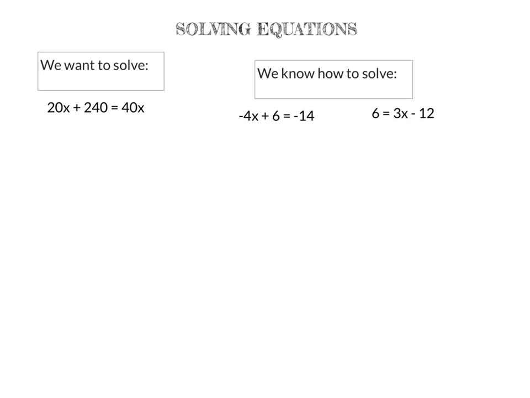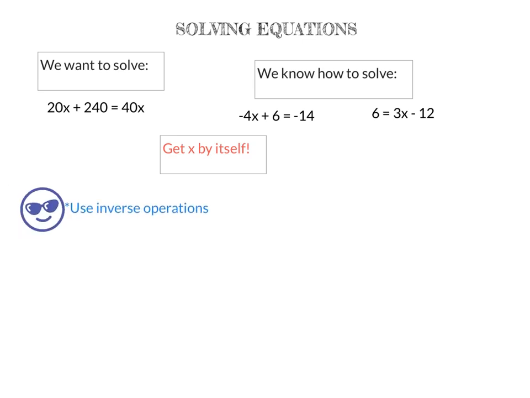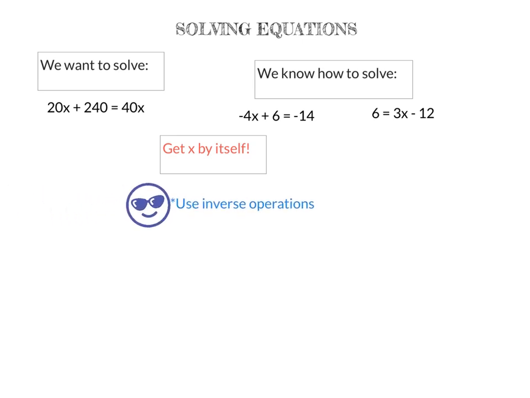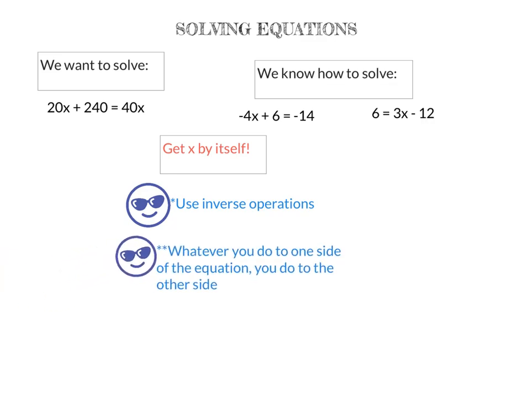Now, the thing we need to remember about both of these kinds of equations is the goal is the exact same thing for both. The goal is to get x by itself. No matter which of these equations you're solving, we want x by itself. And to do that, we're going to use inverse operations in both types of equations. Whatever we do to one side of the equation, we're going to do the same thing to the other side. That's the same no matter what type of equation you're solving. Keeping this in mind, let's take a look at specifically how to solve this type of equation that has variables on both sides.